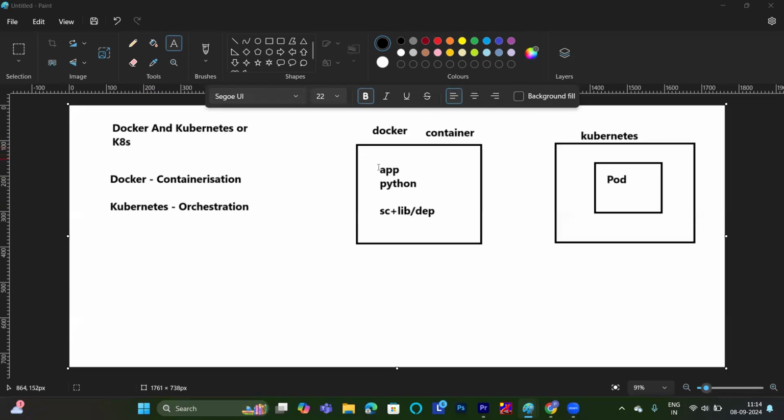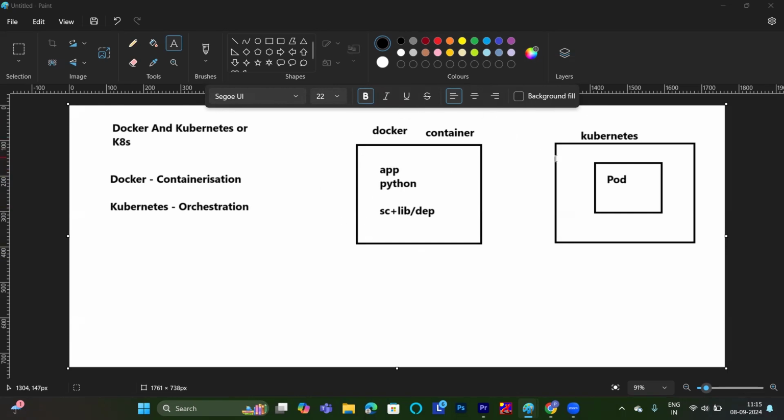Within the container, we are running one application package. If I'm talking about an application package, you need to understand that any application with its library and dependencies will become your complete application package. You are going to run that in a containerized environment.